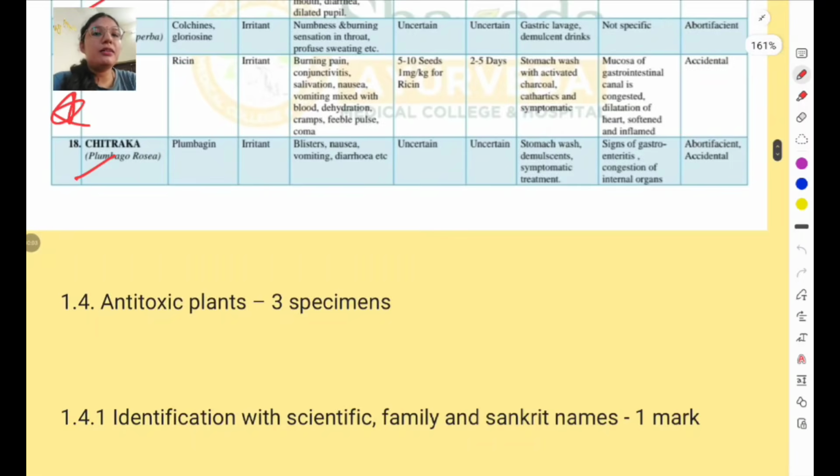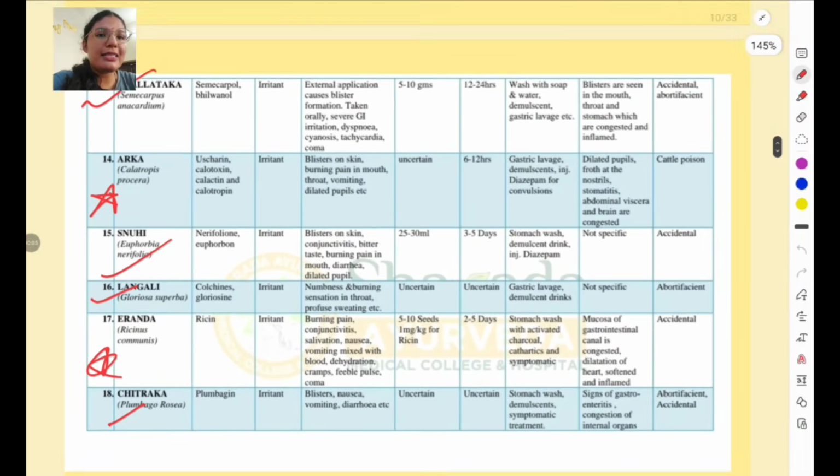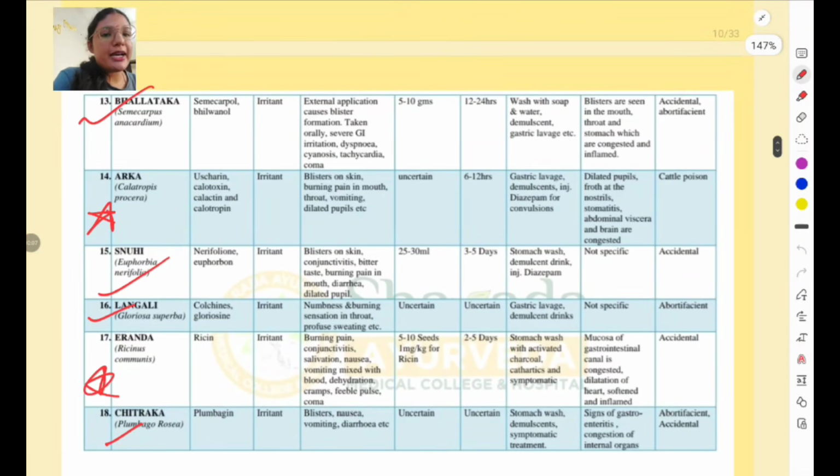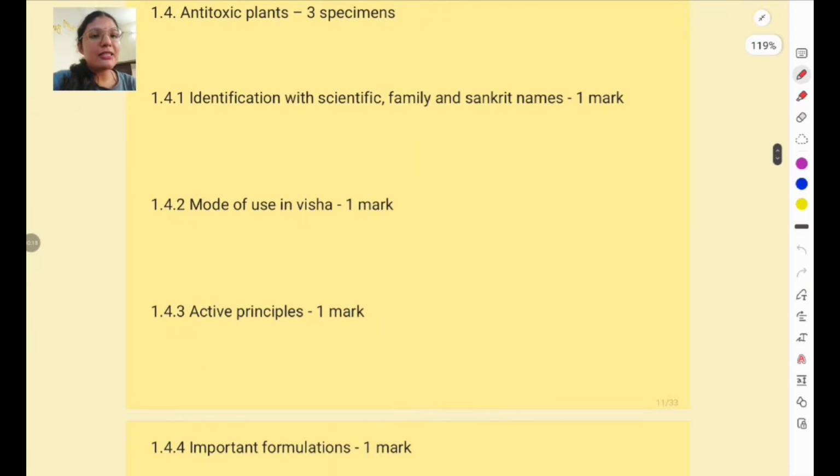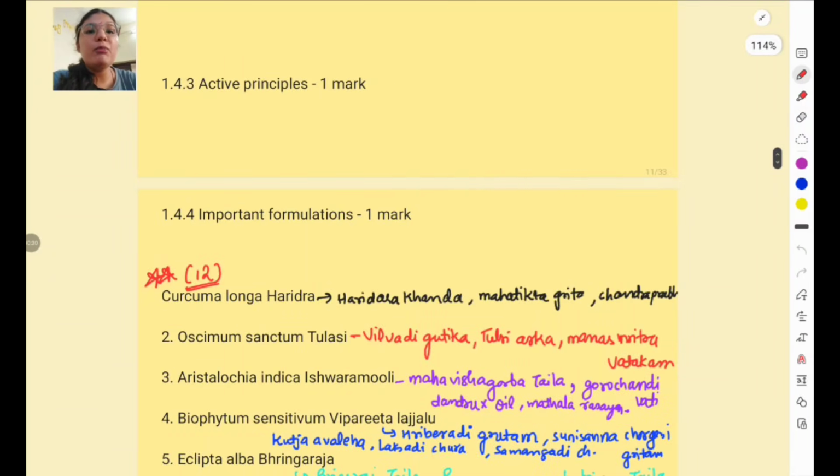Up to here you can see that Bhallataka, Arka, Snuhi, Langali are all important. And next come the antitoxic plants. There will be 3 specimens from the antitoxic plants, and these are the main headings that can be asked. First is the identification along with the botanical name, family, Sanskrit name, and their mode of use in Visha, like why we are using them as antitoxic plants. And the third one is their active principle and their important formulations.